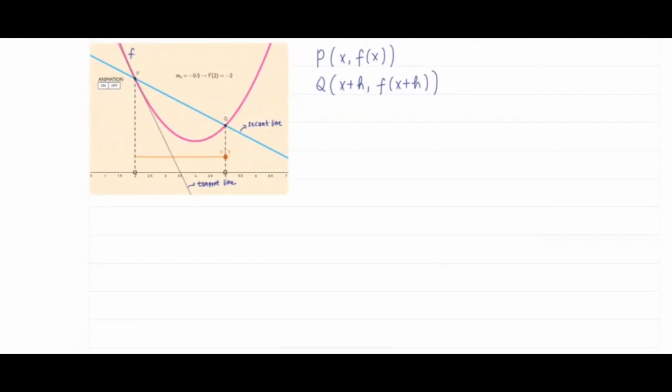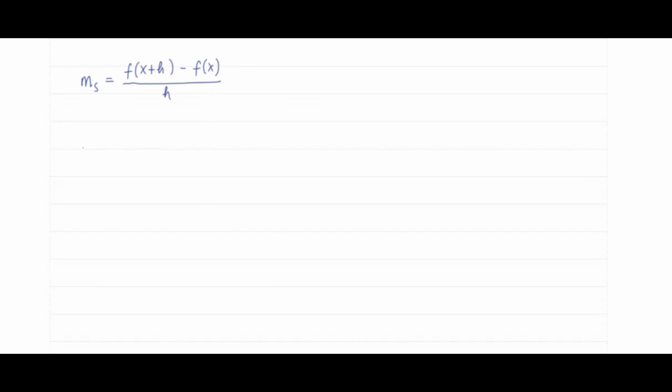Since we have lines, we can talk of their slopes. The slope of the secant line is given by m sub s equals change in y over change in x. So we have f(x plus h) minus f(x) over (x plus h) minus x. By simplifying the denominator, we have f(x plus h) minus f(x) over h. As described earlier, we would like to make h approach 0. This tells us that the slope of the secant line will approach the slope of the tangent line.